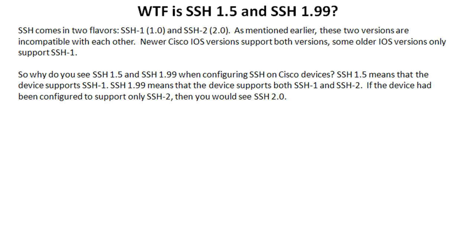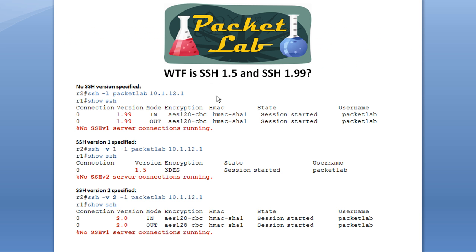Now you can specify on your device to only allow SSH version 2, and if that were the case, you would see SSH 2.0, I suppose. I think it's 2.0. Yeah, SSH 2.0. Takeaway from this is that SSH 1.5 means version 1, SSH 1.99 means version 1 and version 2 are both supported. Okay, and here we see this in action.